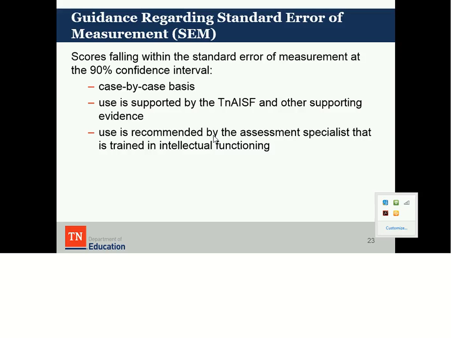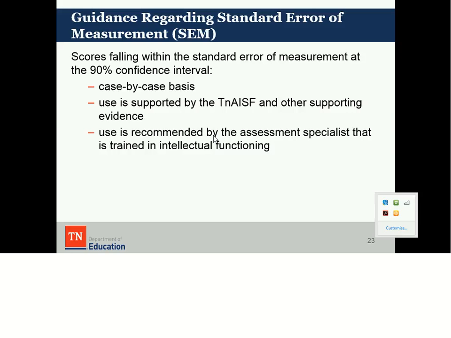For those of you who are unfamiliar with SEM, or standard error of measurement, that's basically saying that on any given day, a student's score can fall between a certain range, 90% of the time or 95% of the time, whatever confidence interval that you're using. So for students, they have a score. We know that there could be a range where that score might fall. And so that range should be considered because there could have been things that have impacted that student's testing. So that's what we're going to ask you to do, is to look at things that may have impacted that student's testing on a case-by-case basis.